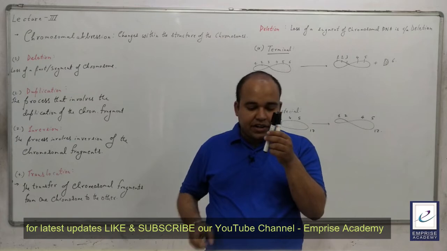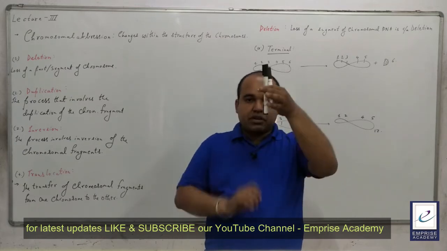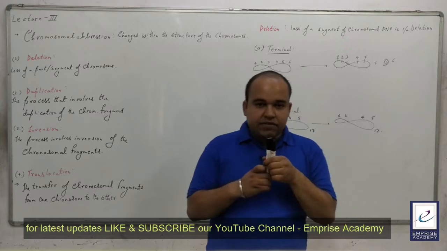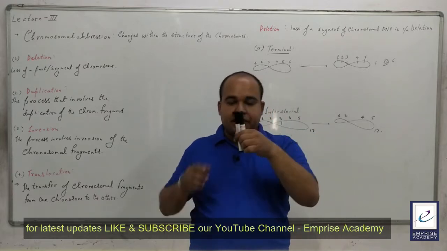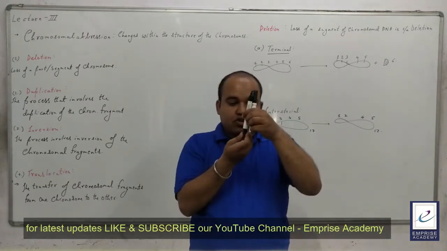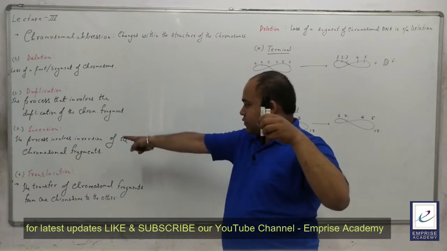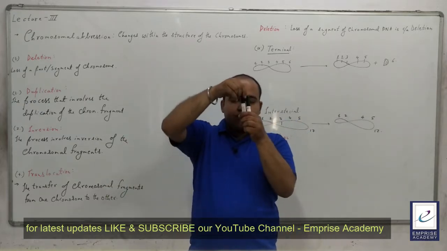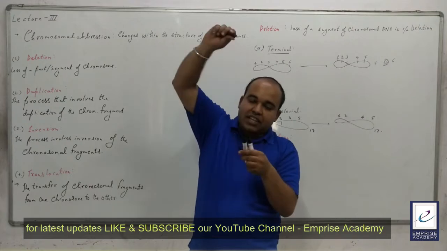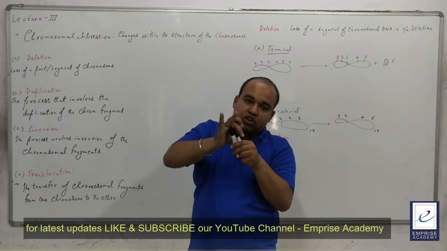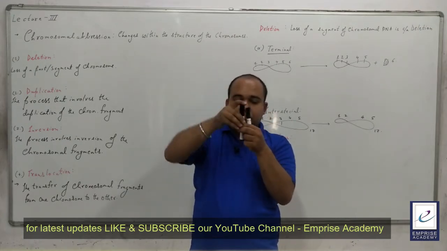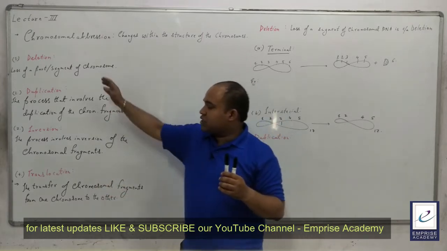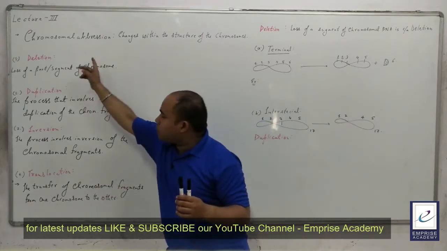Let this be duplicated, then it is referred to as chromosomal duplication. Inversion, if the same segment has been inverted, then it is called chromosomal inversion. And translocation, if the segment has been translocated from one chromosome over to the other chromosome and from the other chromosome over to the first chromosome, then this is referred to as chromosomal translocation. So these are the four different types of chromosomal aberrations.